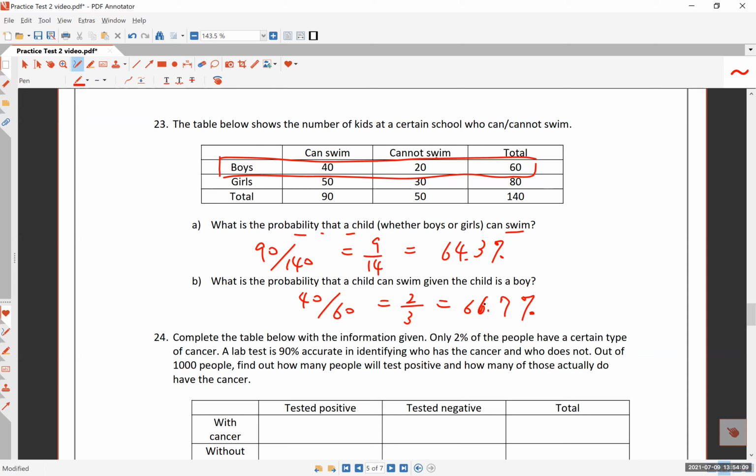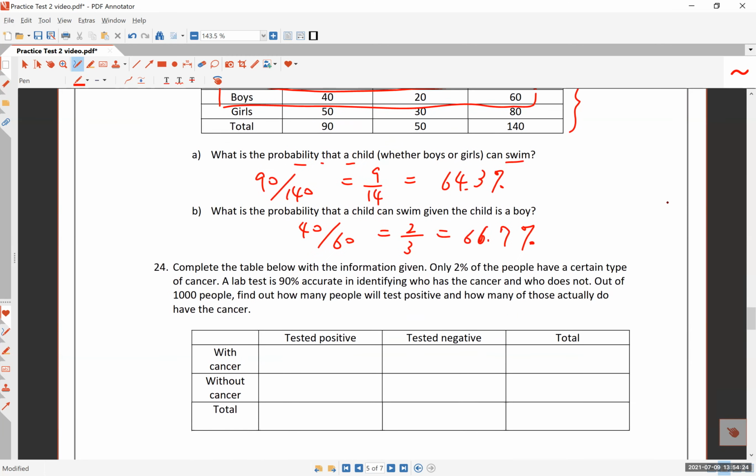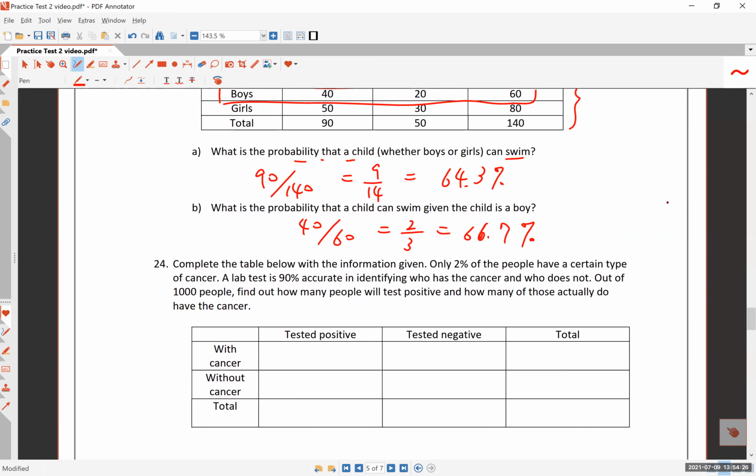There is a little bit of disparity. If these are the true numbers, you can say that maybe disproportionately more boys can swim as opposed to girls, or some statement like that. That's what these numbers are used for. This is called a conditional probability, where the first one is simply a probability.